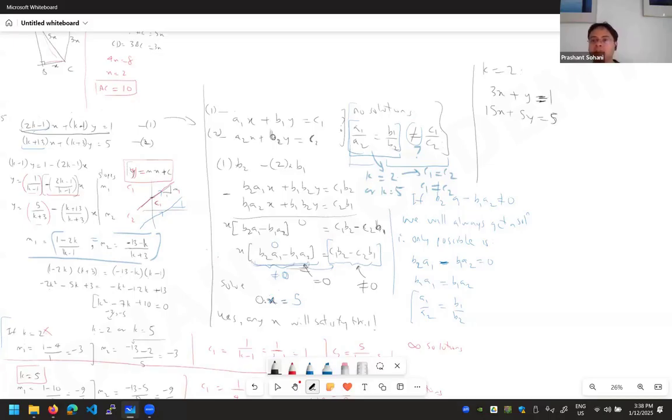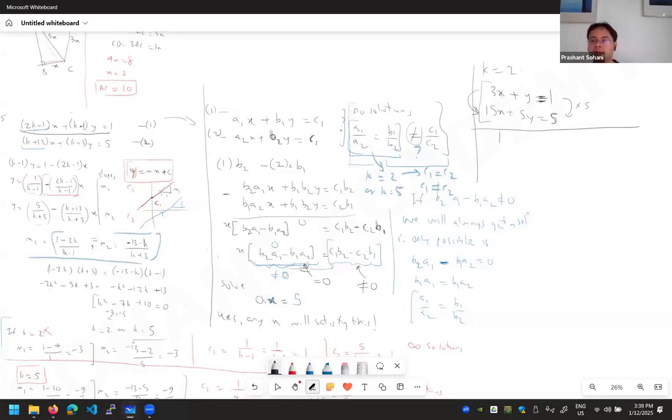And do you see why? The second equation is just the first equation multiplied by 5. So if there is some x and y which satisfy the first equation, automatically it is going to satisfy the second equation. But nowhere in that process have we said that no solutions exist. In fact, we are getting infinite solutions, right? Every x and y which satisfies the first equation will satisfy the entire system. So that is what happens when k is equal to 2.